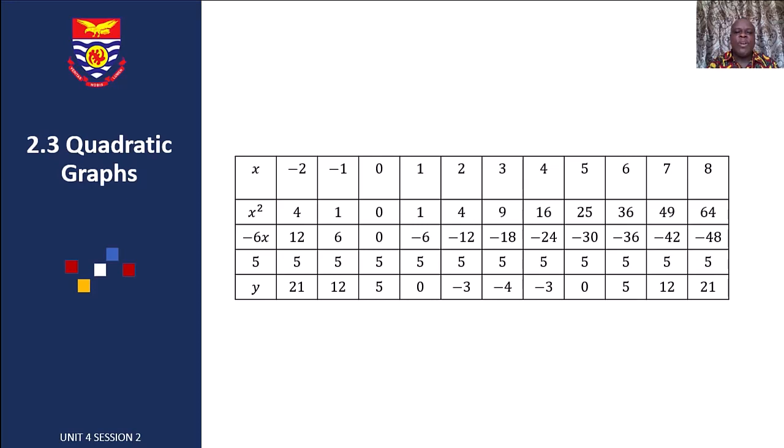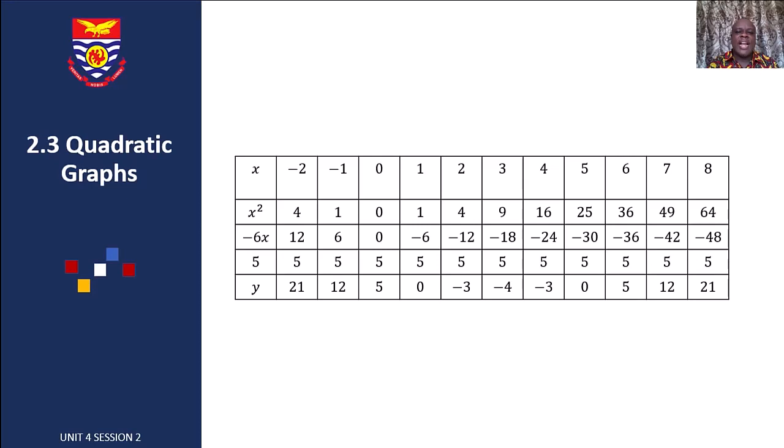We then go on to find the values of y. So we add the numbers under -2, for example, 4, 12, 5, and we get 21. Then we add the numbers under -1: 1, 6, 5, we get 12. We add the numbers under 0: 0, 0, 5, we get 5.